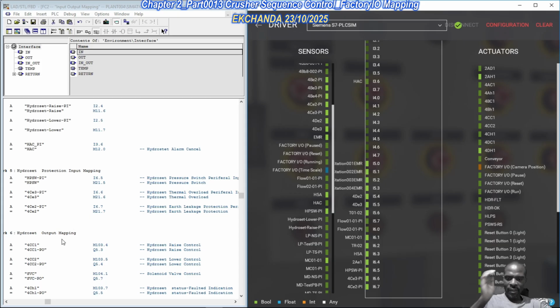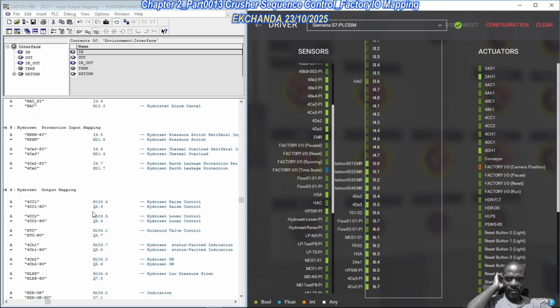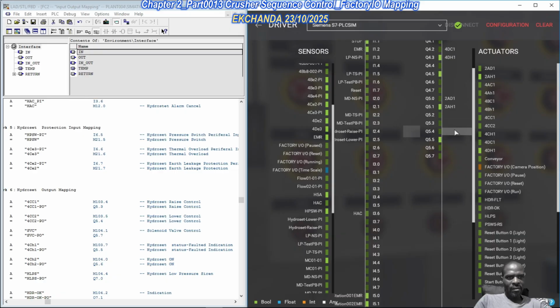And then for the outputs, we've got 4CC1, which is mapped to Q5.3, and then 4CC2 mapped to Q5.4, like so.